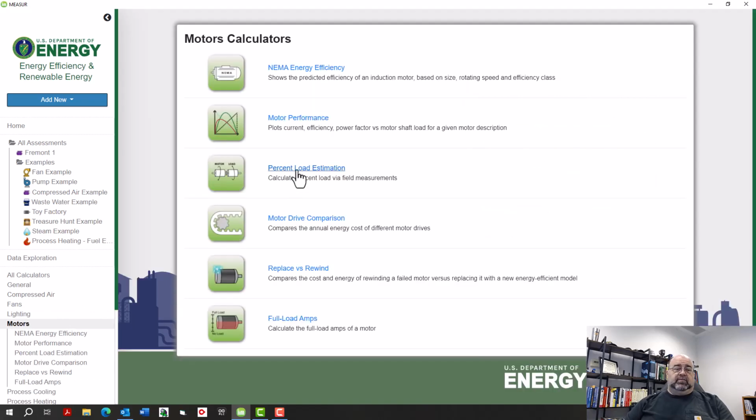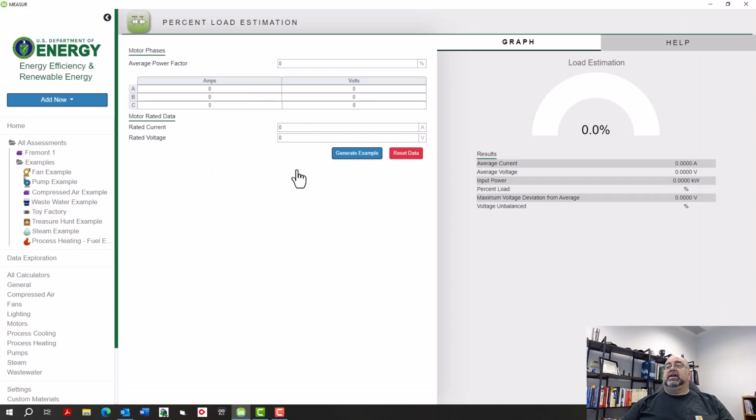Percent load estimation. What's my load? Okay, and here we go. The average power factor, not of the motor this time, but the average power factor of the system, let's say is 78%, 0.78. And my motor voltages are 477, 483, and then we'll just put in 472. You notice I'm putting in something that looks realistic. Okay, so I have an obvious unbalance there.